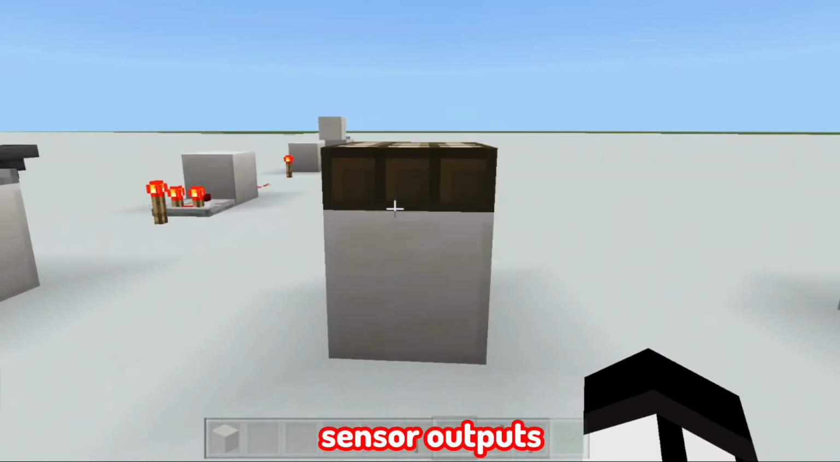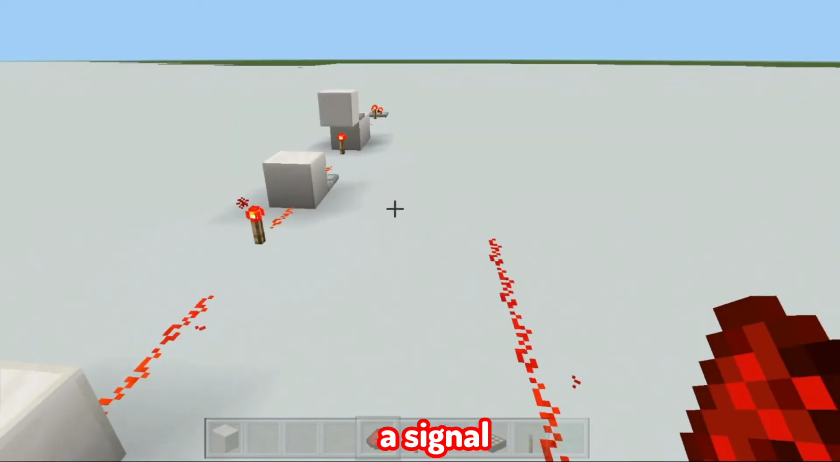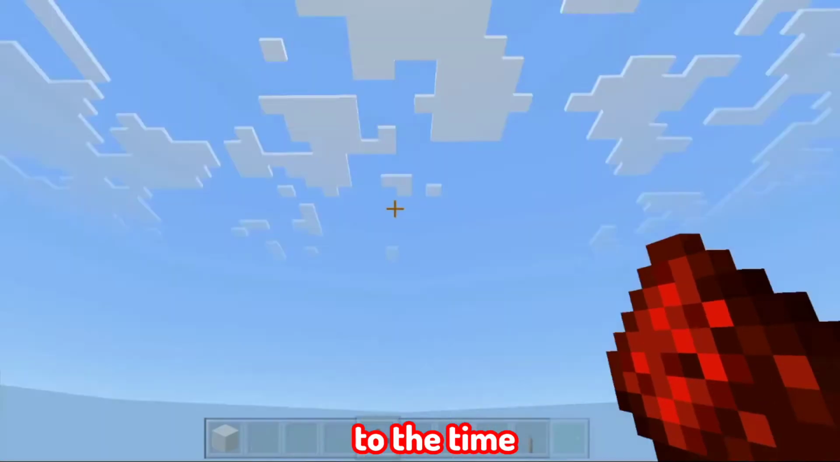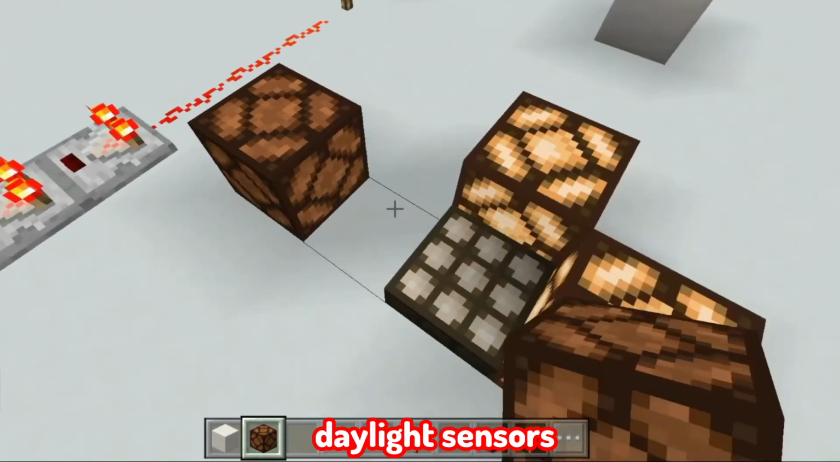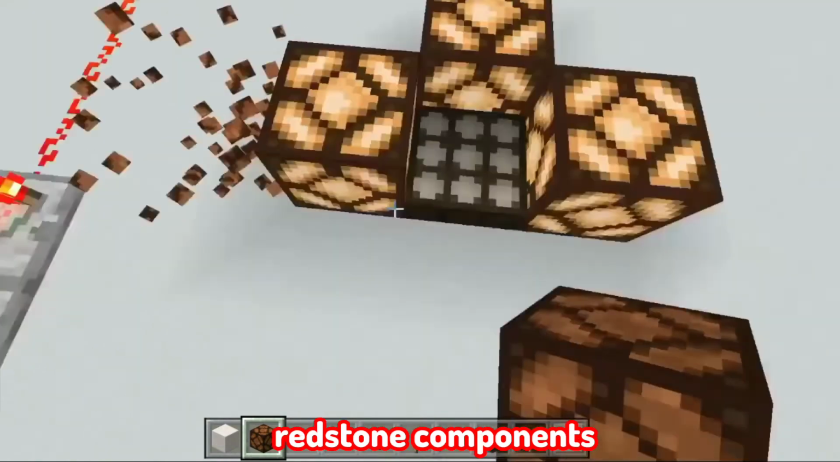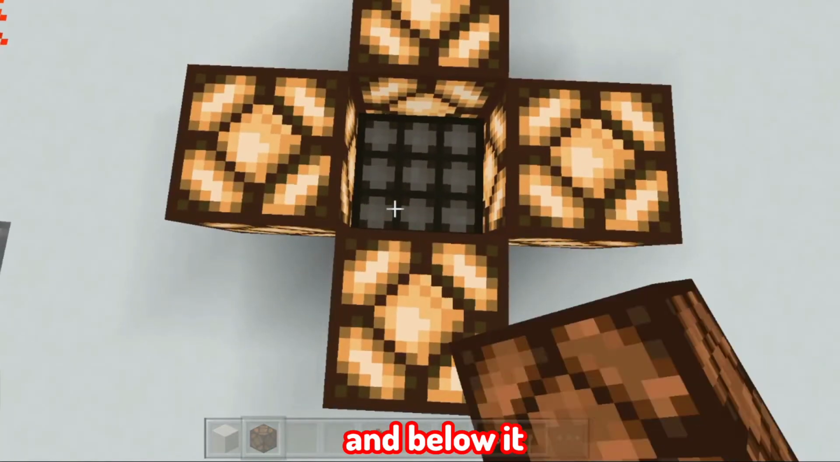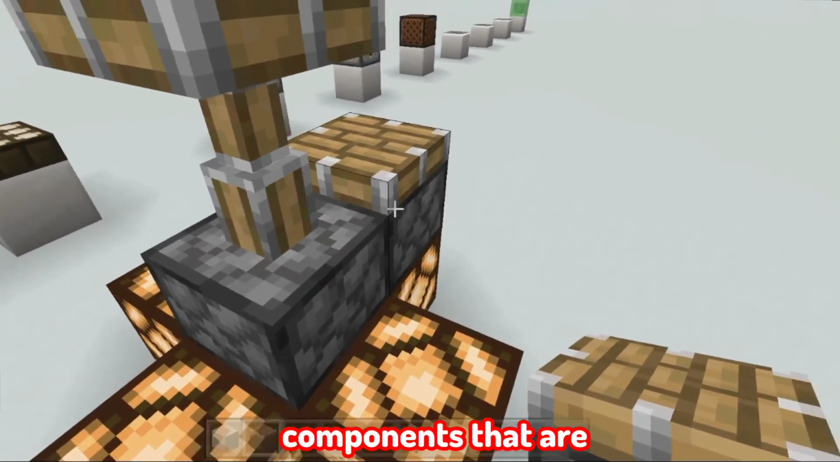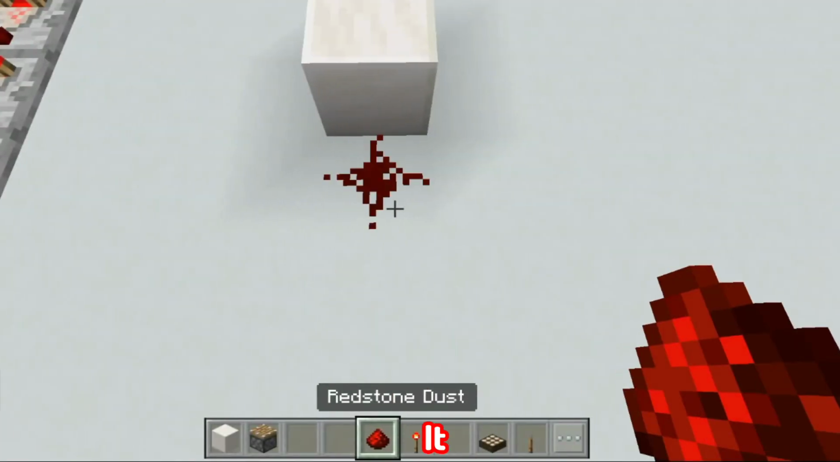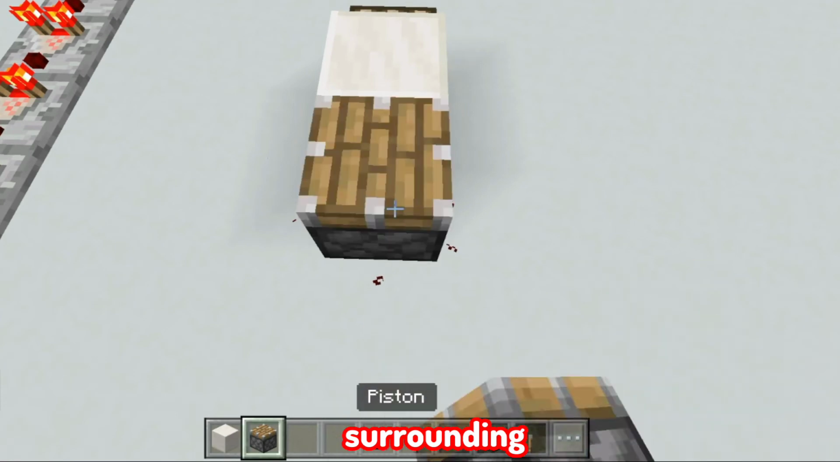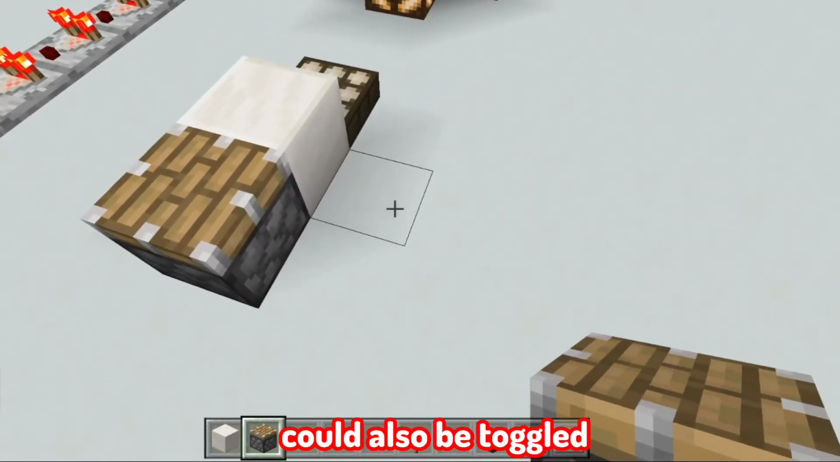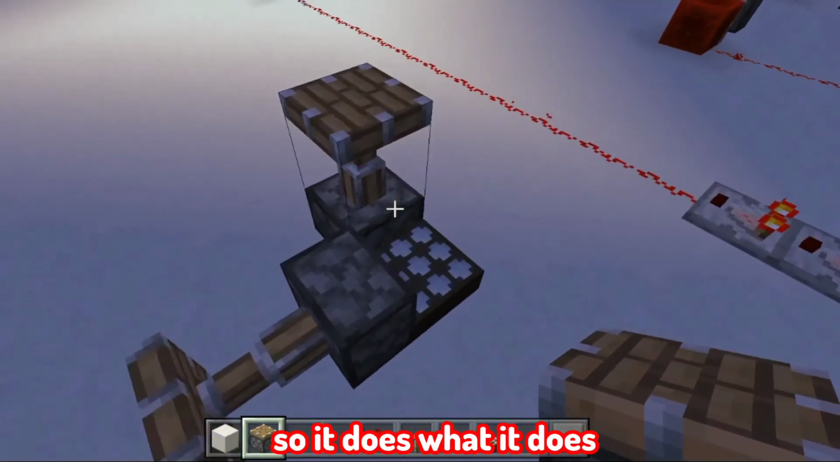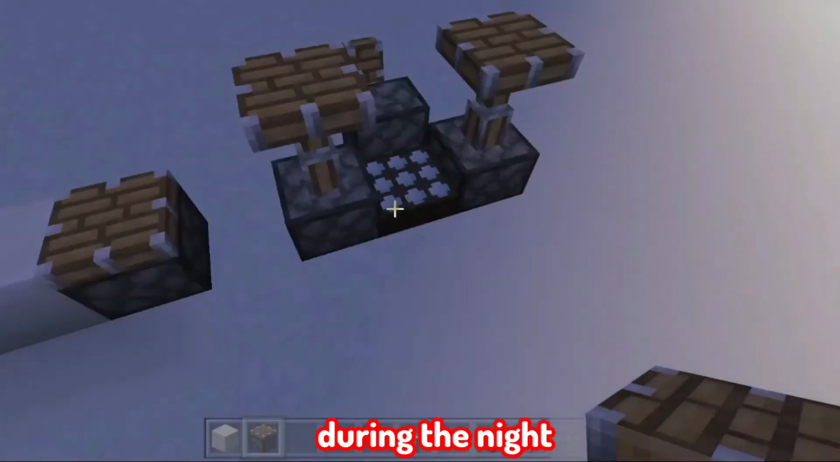The daylight sensor outputs a signal whose strength is proportional to the time. Daylight sensors activate all redstone components that are adjacent to it and below it. It will also power transparent components that are above it. It doesn't power any surrounding blocks, and it can also be toggled to night mode, so it does during the night what it does during the day.